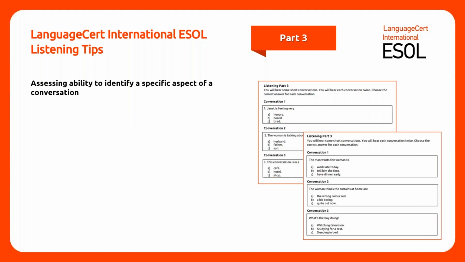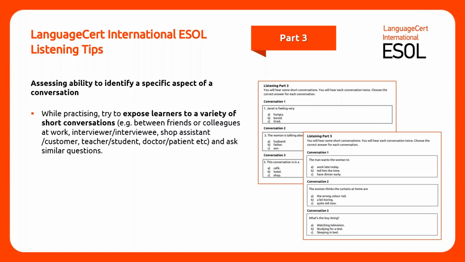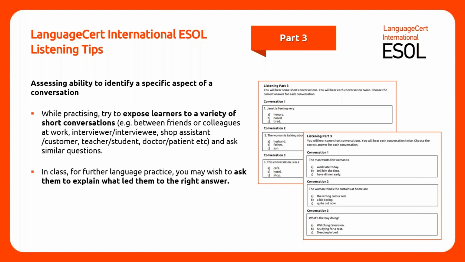Assessing ability to identify a specific aspect of a conversation. While practicing, try to expose learners to a variety of short conversations between friends or colleagues, at work, interviewer and interviewee, shop assistant or customer, teacher or student, doctor or patient, and ask similar questions. In class, for further language practice, you may wish to ask them to explain what led them to the right answer.